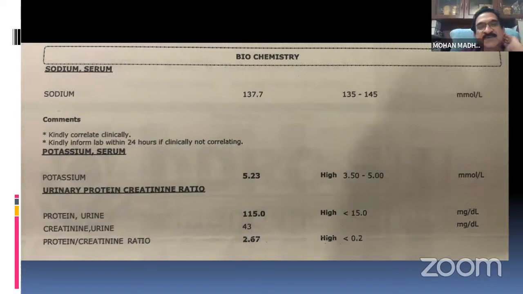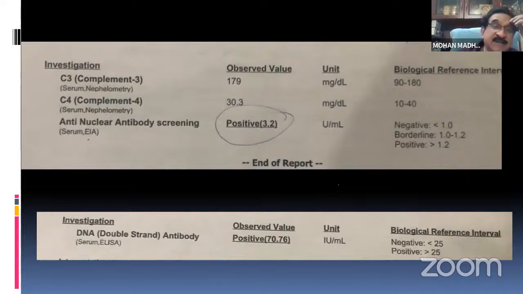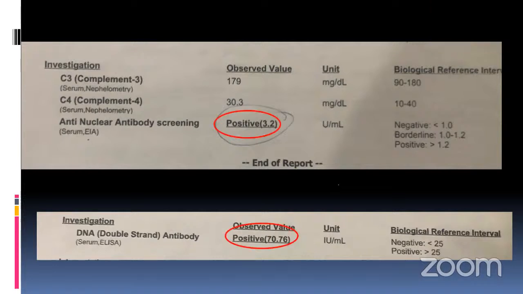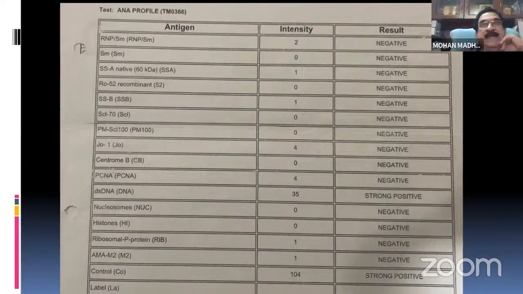Before that, don't you think vasculitis is a possibility you have to keep in mind? Okay, let us see. So urine protein was 115. And the ANA screening was positive, 3.2. Double-stranded antibody was positive, with 70 as opposed to less than 25. He had elevated liver enzymes, no? Yeah, mildly elevated liver enzymes. And the anti-dsDNA is strongly positive.